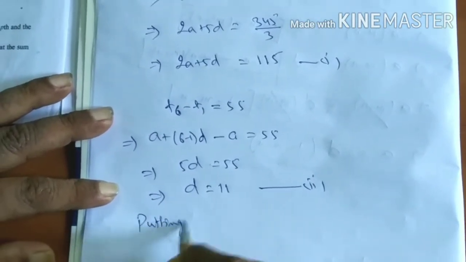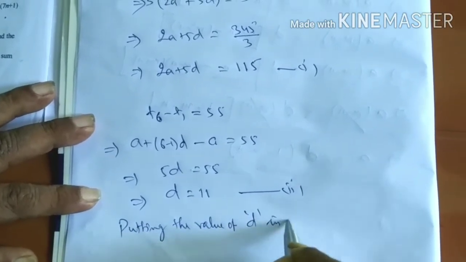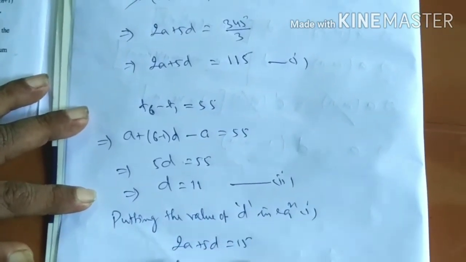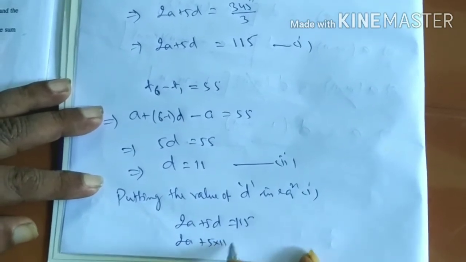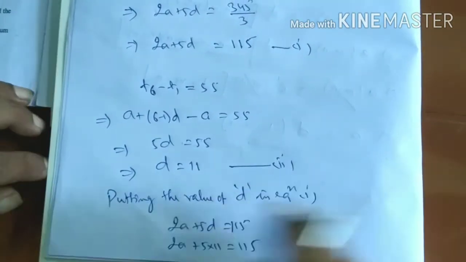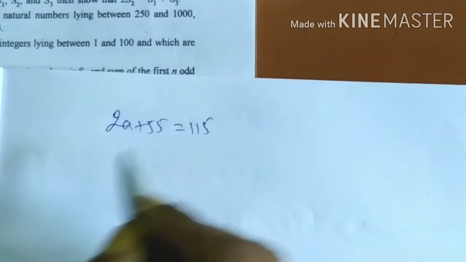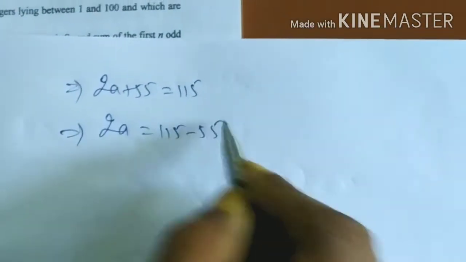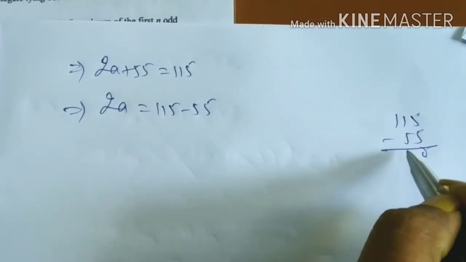Now I'm putting the value of d in equation 1. 2a plus 5d is equal to 115, so 2a plus 5 into 11, that is 2a plus 55, is equal to 115. 2a is equal to 115 minus 55, that is 60, so a comes to be 30.